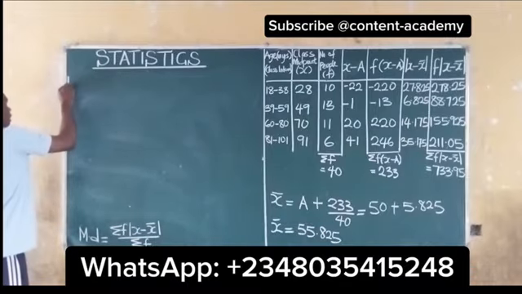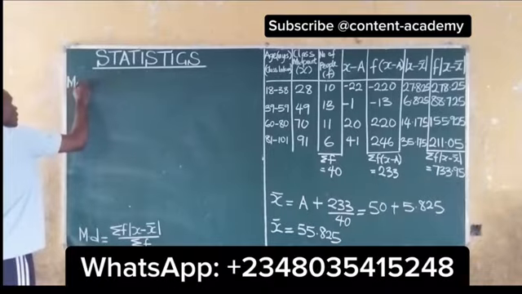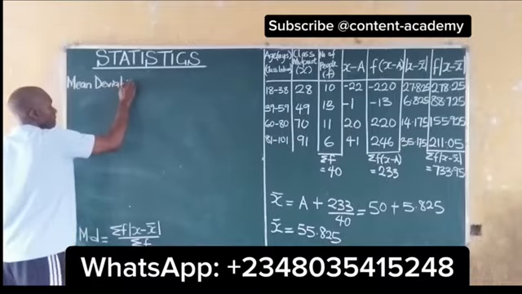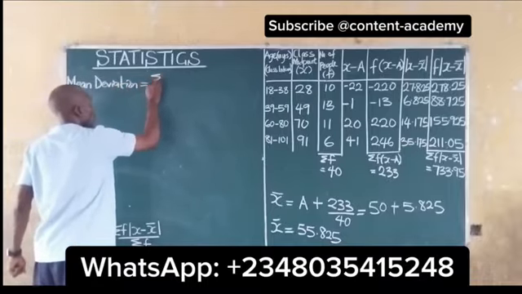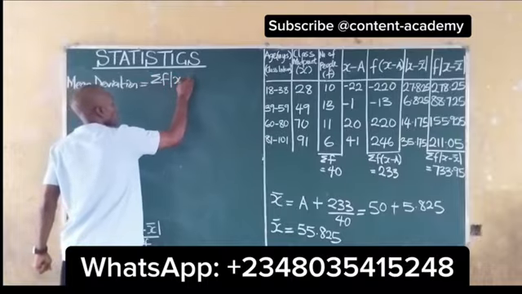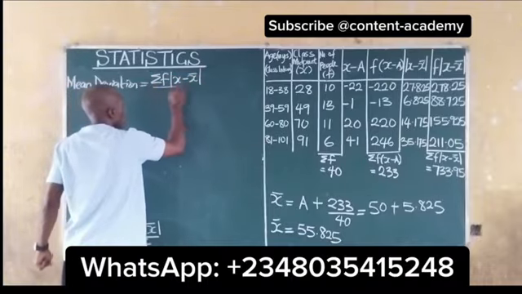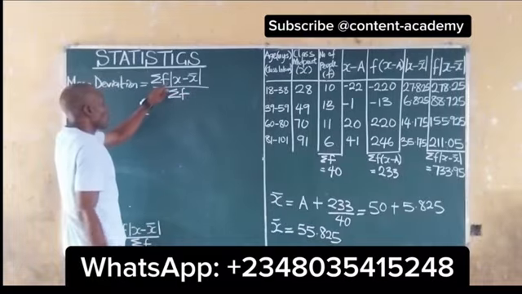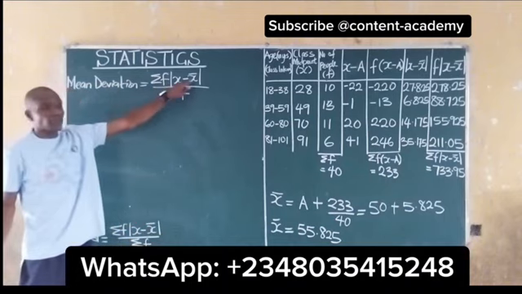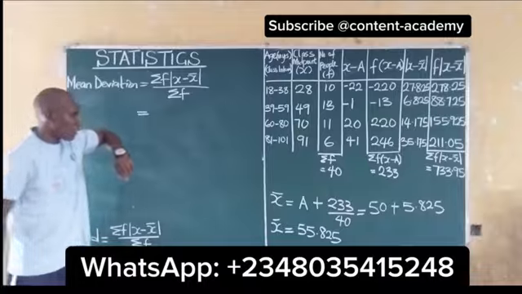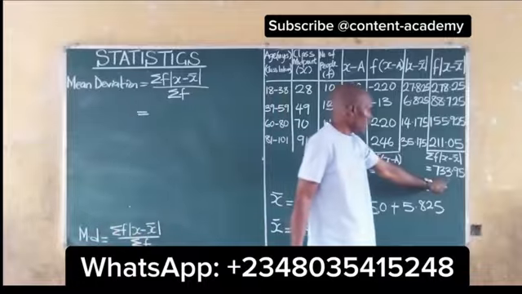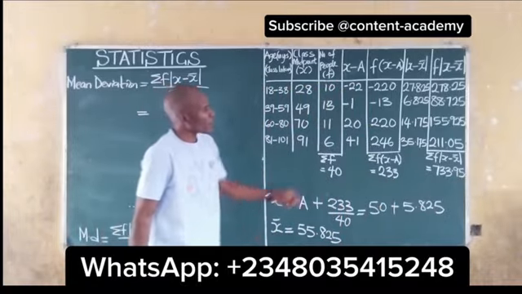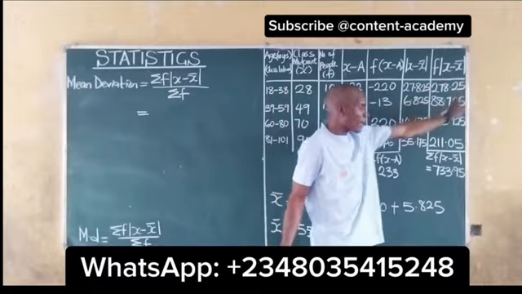Now we are asked to calculate for our mean deviation. For mean deviation is equal to the summation of f of x minus x bar all over summation of f. Now what is summation of f of x minus x bar? We have it to be 733.95 because that is what we got from calculating this.